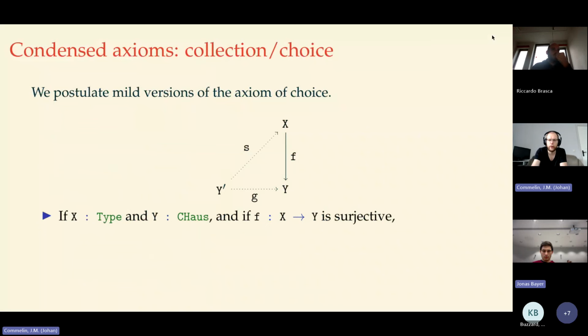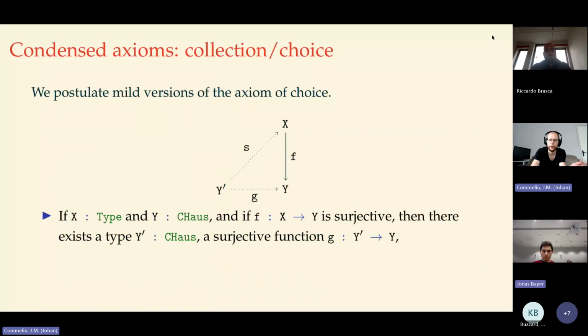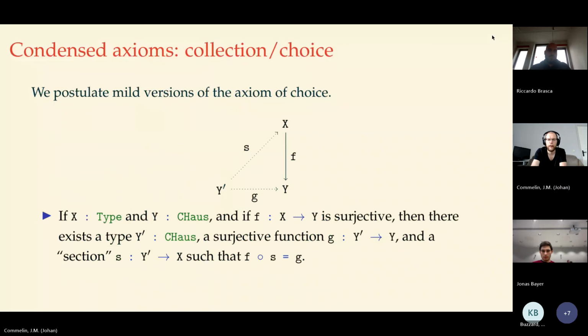And then what we want is that there exists another compact Hausdorff type Y prime that is covering Y. So the horizontal map in the picture should be a surjective function from Y prime to Y. And we want a section. So we don't want a section of F directly, but we sort of want it to exist locally, and G specifies how we think of it as a local section. So there should be a map from Y prime to X that splits F up to this cover G.